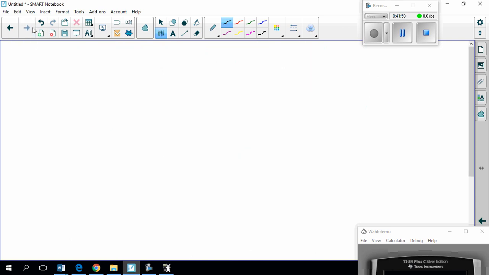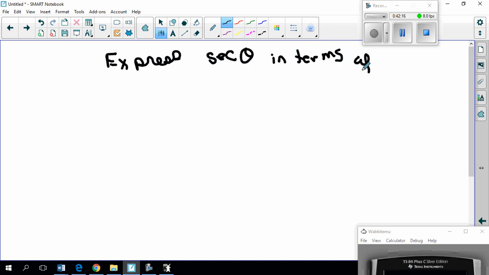Now there's a problem 8, very last one of the day. I'm 2 minutes over, but let's do it. And there you go. Express secant theta in terms of sine.